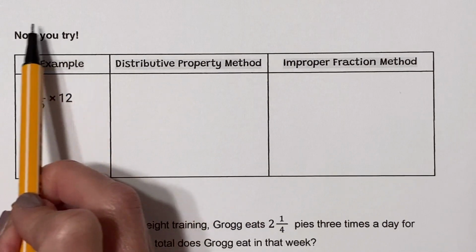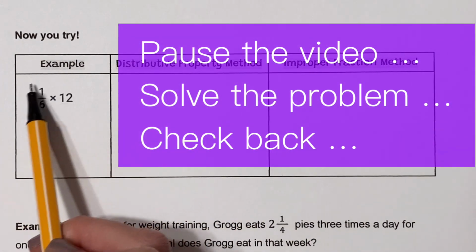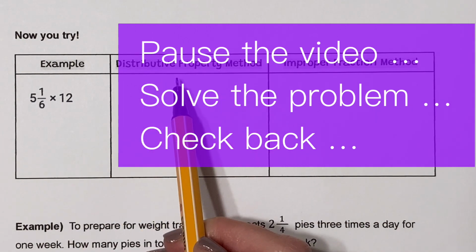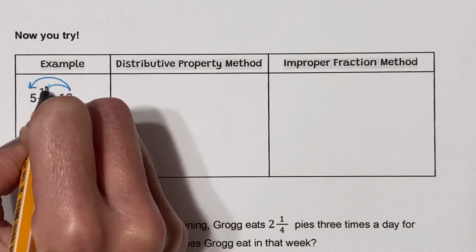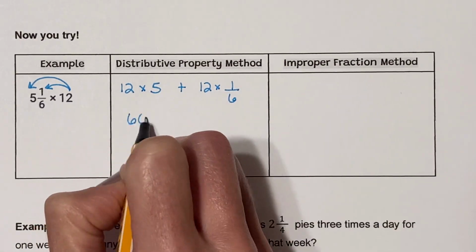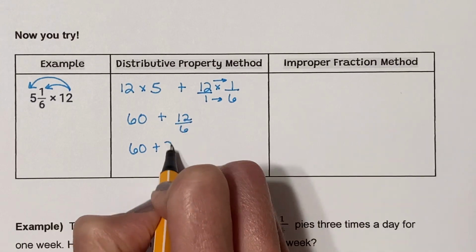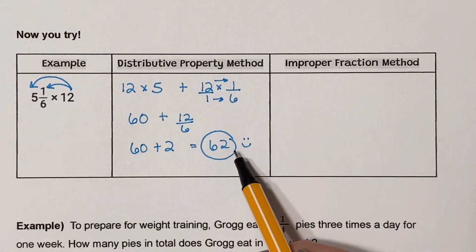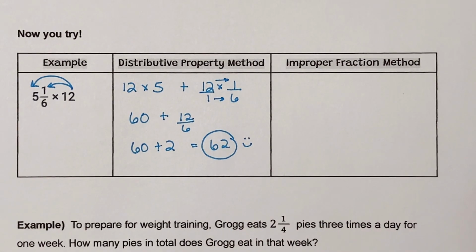Now it's your chance to go ahead and try. Let's see what you can do with 5 and 1/6 times 12 using our distributive property. Pause the video and then check back in and see if you get it. Well, that one was nice. That one went ahead and simplified to a whole number. Didn't even have to change that back into a mixed number.